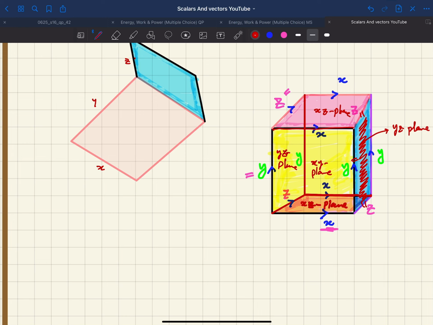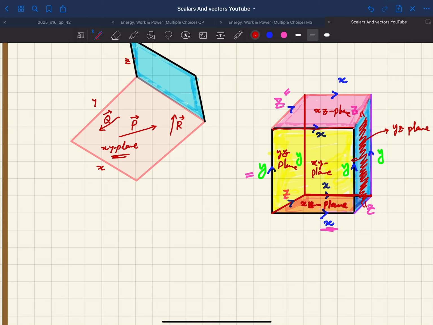So if you have a vector, suppose vector p, which is lying on this plane, which is the xy plane, then you may have another vector which is lying somewhere here, say r, or another vector which is somewhere here, say q. So all these are coplanar vectors because they are all lying on the same plane, the xy plane.